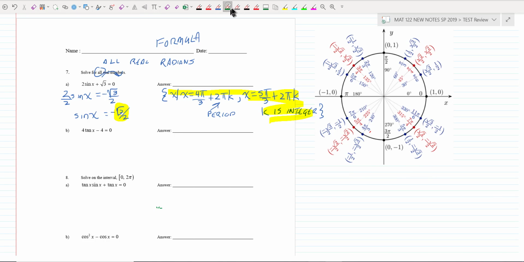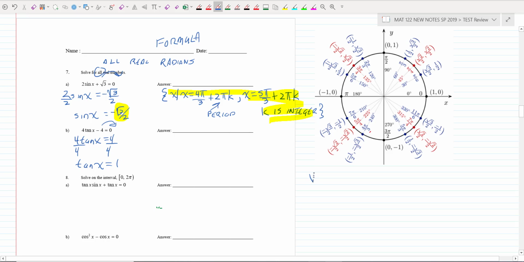Okay? So the next problem, same idea, add 4 to both sides. So you would have 4 tangent x is equal to 4. Divide by 4. And we have tangent of x is equal to 1, like this. All right, so what we would have here, when we go through this now, is we're just looking on the unit circle, where is the tangent equal to 1?